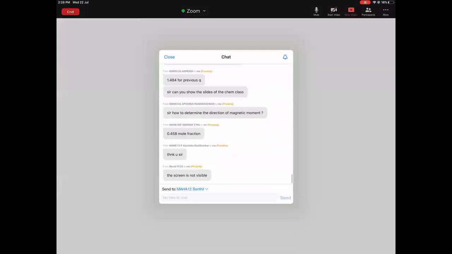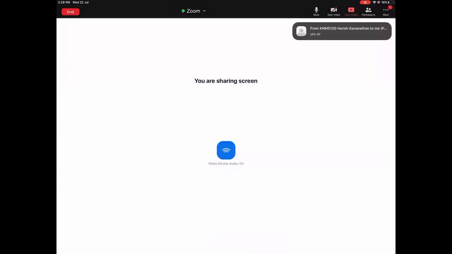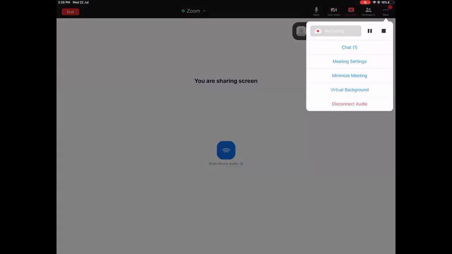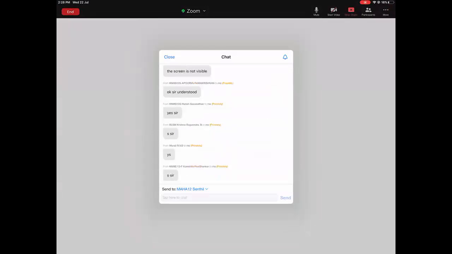I hope now screen is visible. Yes. Yes, then any other questions? Quickly fire, we will finish and then we will go. Oh, 16% power. So at this rate, it is going 2% in 1 minute. So you have only 8 more minutes.